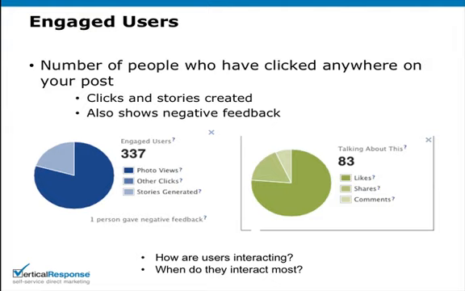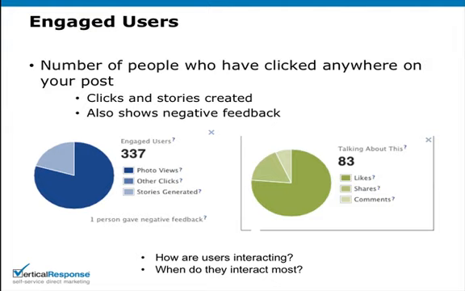And so you can see when you click into engaged users, that's the pie chart on the left, it's going to show you photo views, other clicks, and then stories generated. So this one was from my photo post, one of the ones that was on the other thing. The photo post had 337 engaged users. And it makes sense that photo views, enlarging the picture, is going to be the largest proportion of that. But then it shows what proportion of that is talking about this.